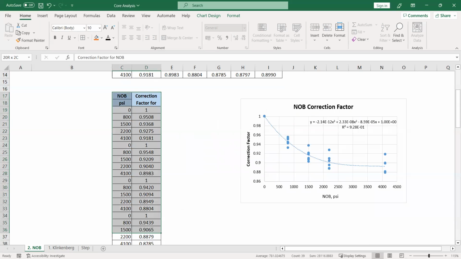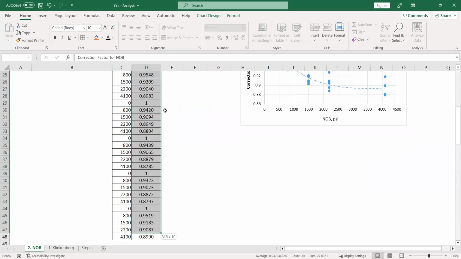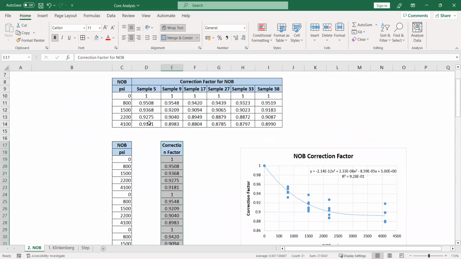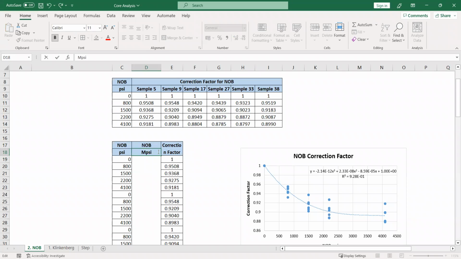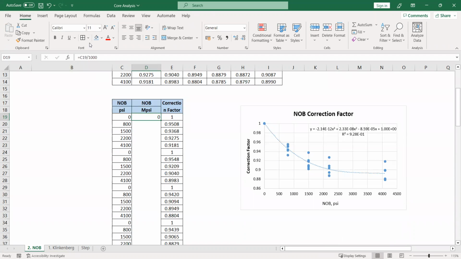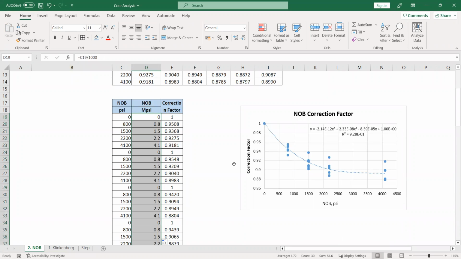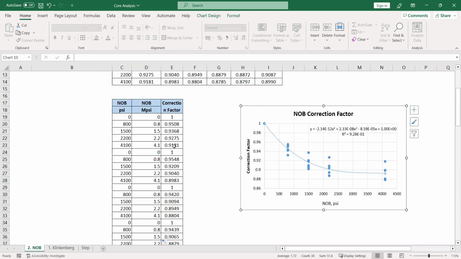So I will switch it, move it to the right, and then NOB in 1000 psi. So I will divide them by 1000 and then double click here. And then we'll use the MPSI. It's like this. But it's the same. All right.